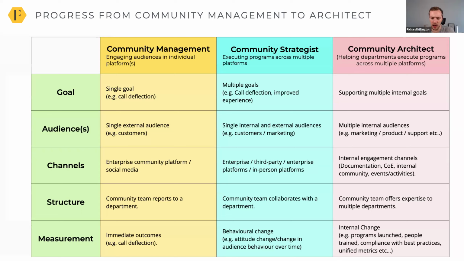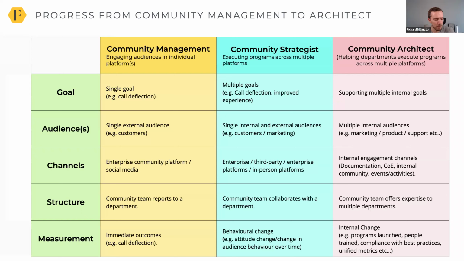And then what we're seeing, especially over the last 18 months or so, is what we're calling the community architect role. Some people call it a center of excellence, but I think community architect is the best definition for it. And this is where you're helping departments execute their own community activities across multiple platforms. This is where you're supporting internal goals. This is where you have multiple audiences that you're engaging with. And your primary goal here is different. You're focusing a lot more on documentation, internal community events and activities, offering your expertise to these events, and internal change as well.